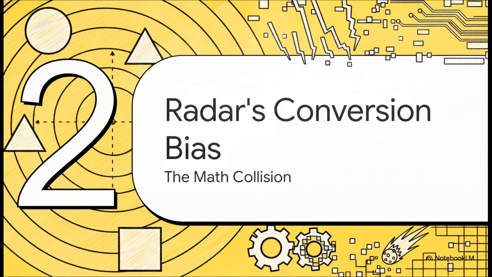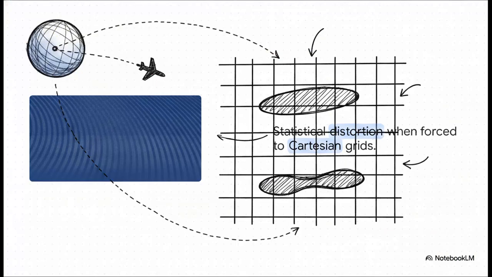Moving right along to Section 2, radar's conversion bias. This is where the pristine math of the physical world crashes headfirst into our computational limits. Because traditional tracking algorithms demand standard Cartesian coordinates, those rigid X and Y axes, we are forced to translate these beautiful spherical signals into a flat grid.